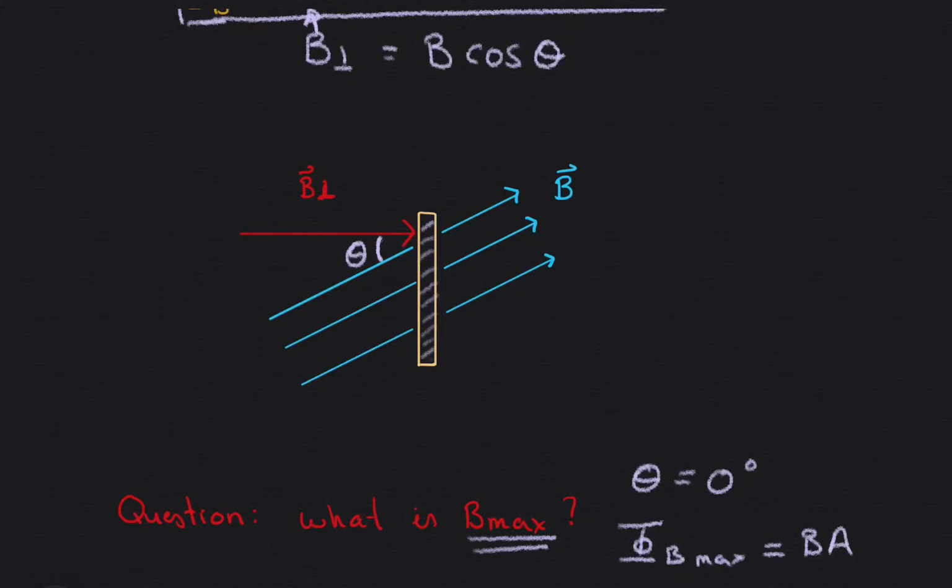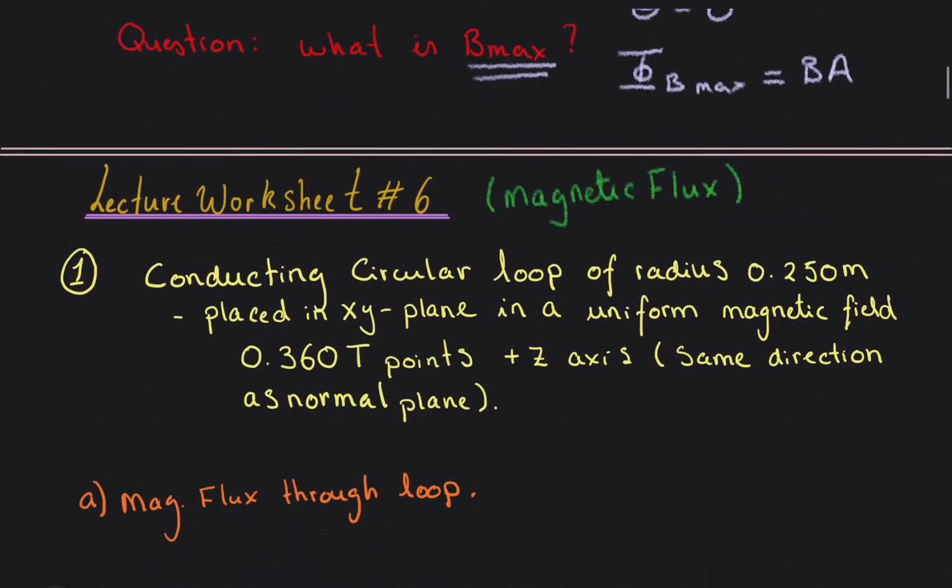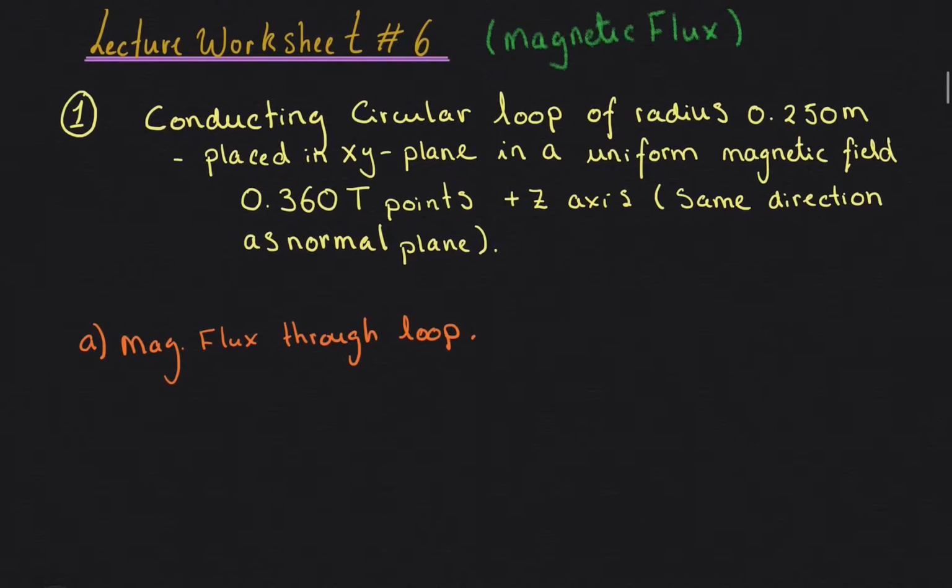All right, so let's start the very first question in this worksheet, which will lead us into calculating a change of flux that will be useful to then introduce Faraday and Lenz's laws. So the first question in lecture worksheet 6: a conducting circular loop of radius 0.250 meters is placed in the XY plane in a uniform magnetic field of 0.360 Tesla that points in the positive z direction, the same direction as the normal to the plane.